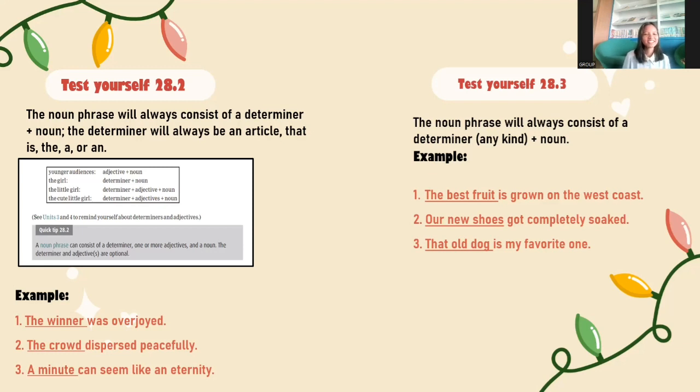Third, a minute can seem like an eternity. Test yourself 28.3. The noun phrase will always consist of a determiner, any kind, plus noun. Example, first, the best fruit is grown on the West Coast. Second, our new shoes got completely soaked. Third, the old dog is my favorite one.